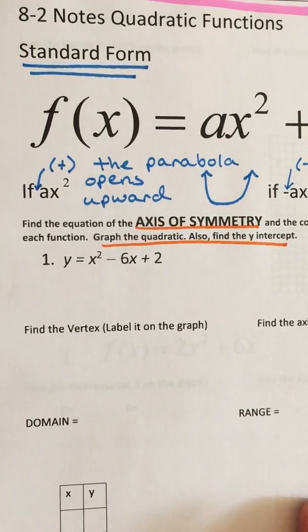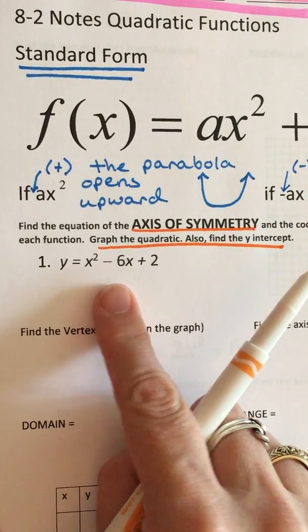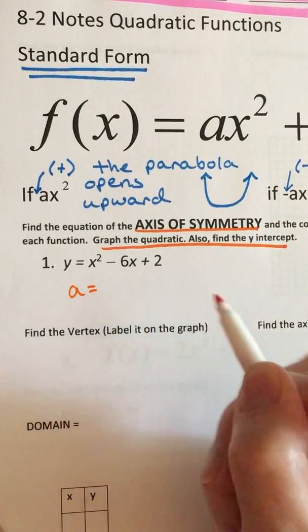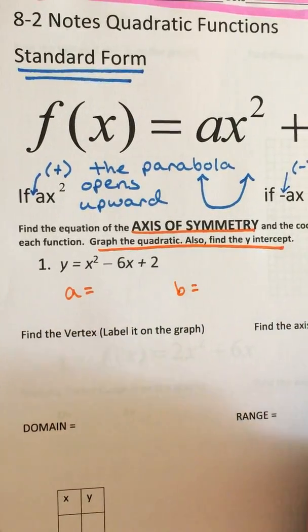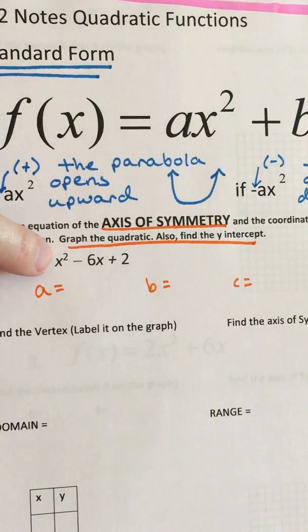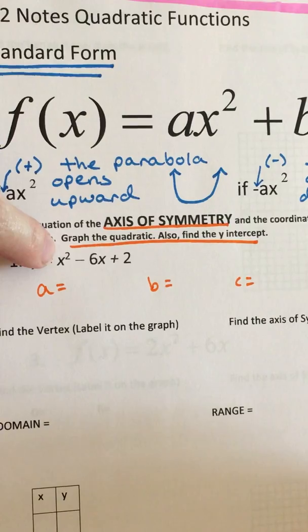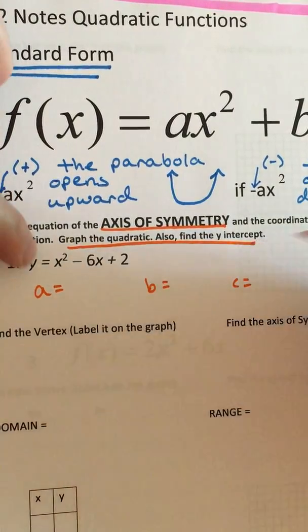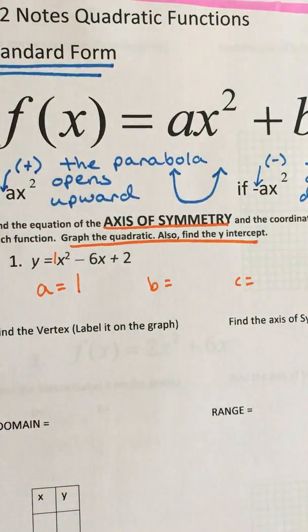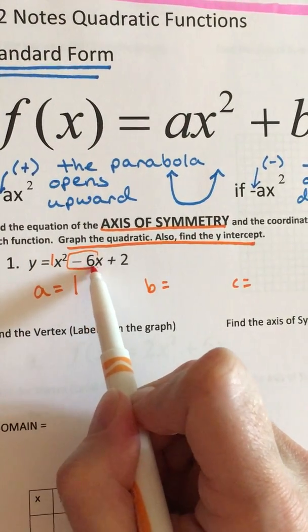So in getting started, we address that yes, this is already in the standard form, and we need to know the actual values of a, b, and c. So let's write them out. A is going to equal something, b is going to equal something, and c will also equal something else. So a is the number in front of your x squared. It's a coefficient. And remember, if there is not a number showing, that number is a 1. So a is 1.